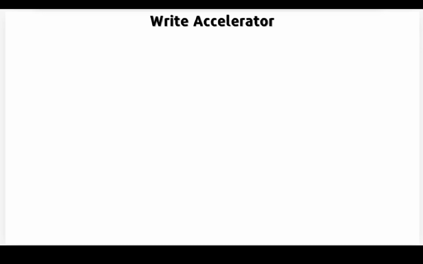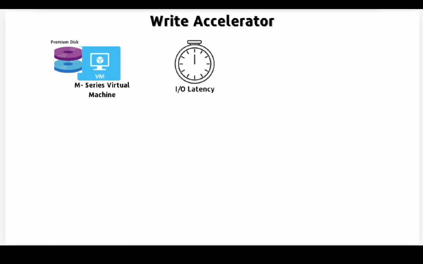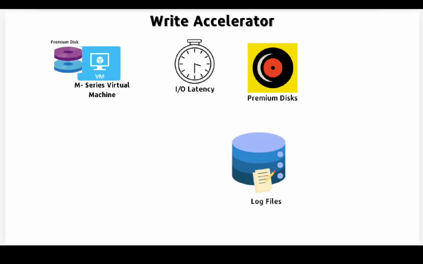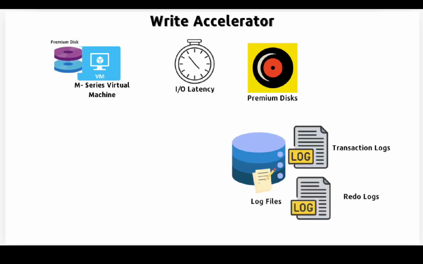What is a Write Accelerator? Write Accelerator is a disk capability designed specifically for M-series virtual machines with premium disks. Its job? To reduce the I/O latency of writes on the disks. Why use Write Accelerator? Well, if you're working with databases that have frequent log file updates like transaction heavy workloads or databases like SAP HANA, you need those writes to be super fast. This is especially useful when you need super fast updates on transaction logs or redo logs of your database. That's where Write Accelerator comes in. It boosts write speed and keeps your logs running smoothly.